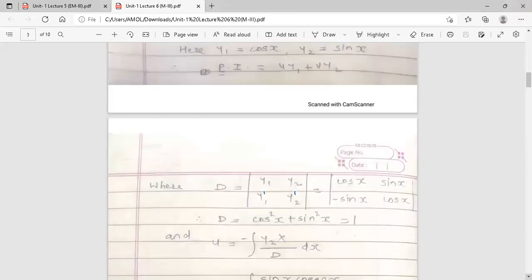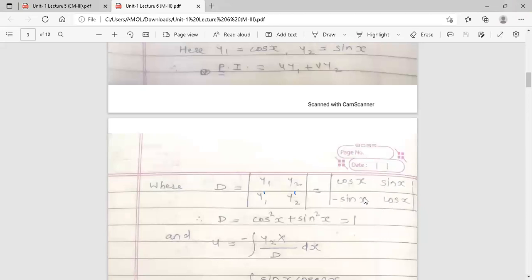Second row are the derivative terms of y1, y2. Y1, y2 are from the complementary function. See here, y1 is cos x and y2 is sin x. So in the first row you write cos x and sin x. Now the derivative of cos x is minus sin x, so you write minus sin x in the second row. And then the derivative of sin x is cos x.